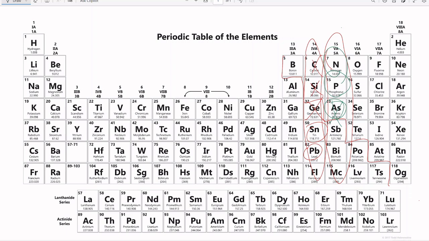Next, we want metalloids in group 4A. So the metalloids in group 4A will be silicon and germanium.